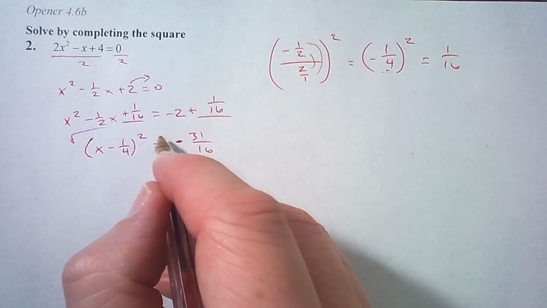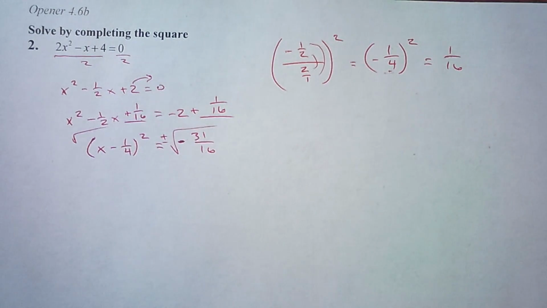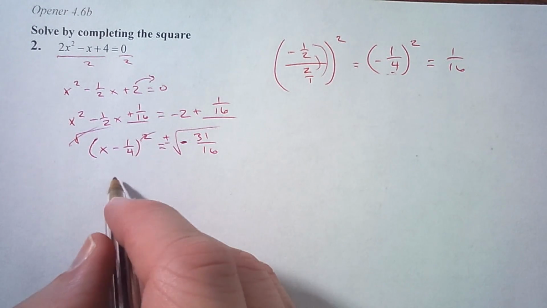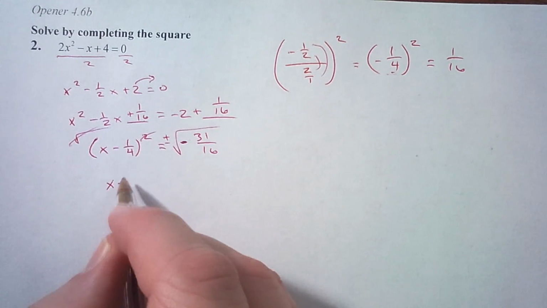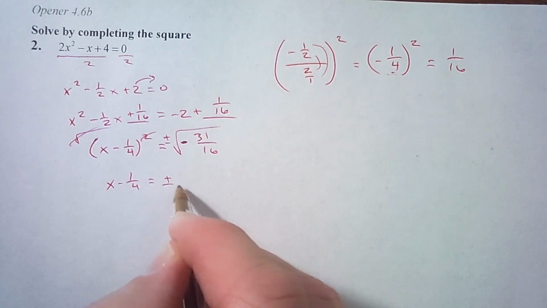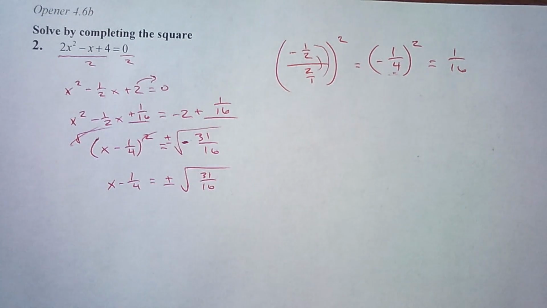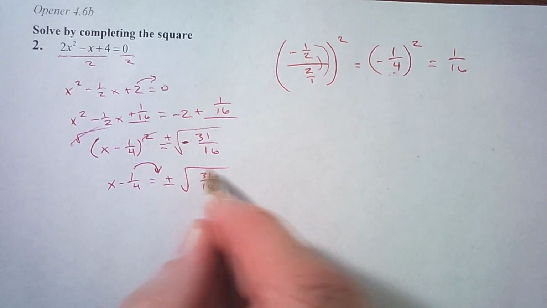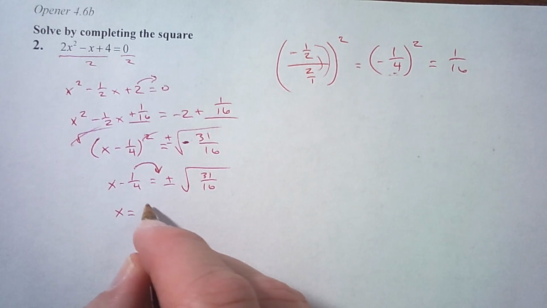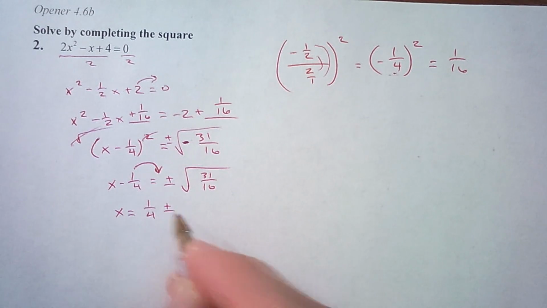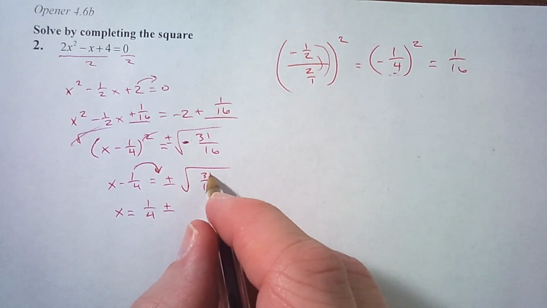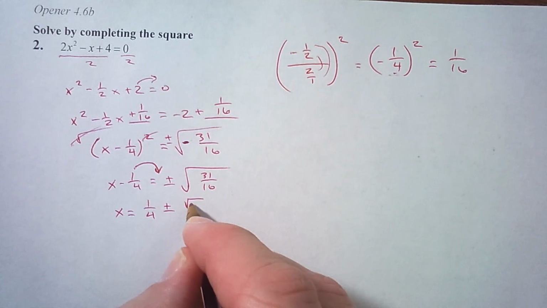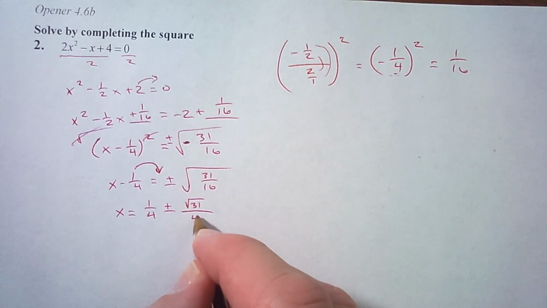And then I will take a square root of both sides, and that gives me plus or minus the square root. And these cancel, so I get x minus 1/4 equals plus or minus the square root of 31/16. I'm going to move this right here and simplify this radical, so I get x equals positive 1/4 plus or minus. 31 is a prime number, so it's not going to be able to be simplified. The square root of 16 is 4, so I've got the square root of 31 over 4.